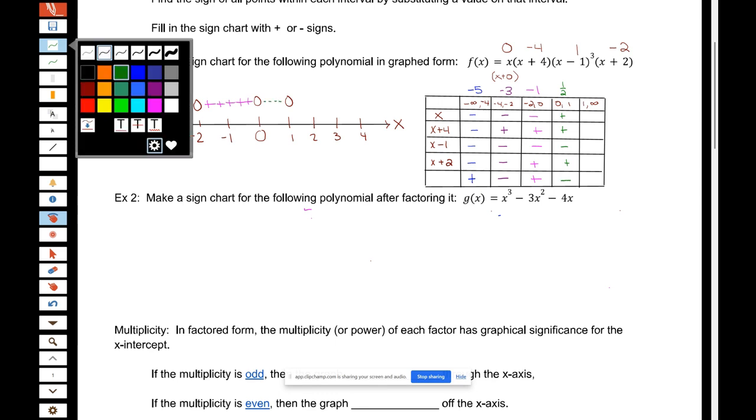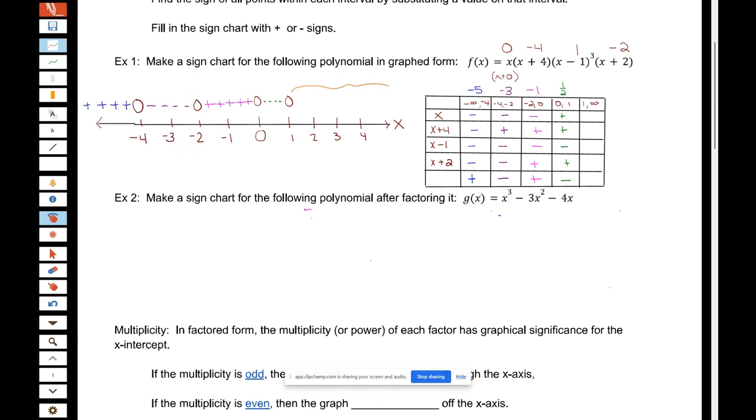And then the last region, I already did that color. From 1 to infinity, I guess I'll just put in the number 2. So we have positive, positive, positive, positive. So it's positive. Everything here up to infinity is positive. And so that just lets you know where your graph is above the axis and where your graph is below the axis.